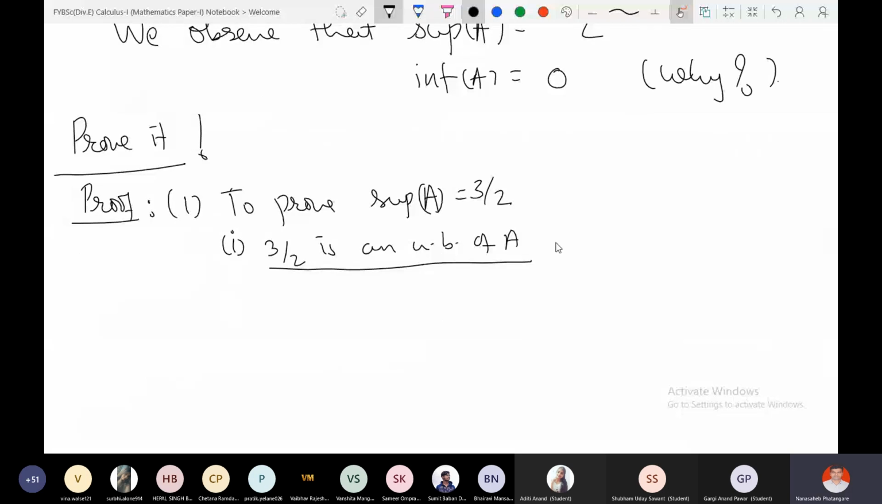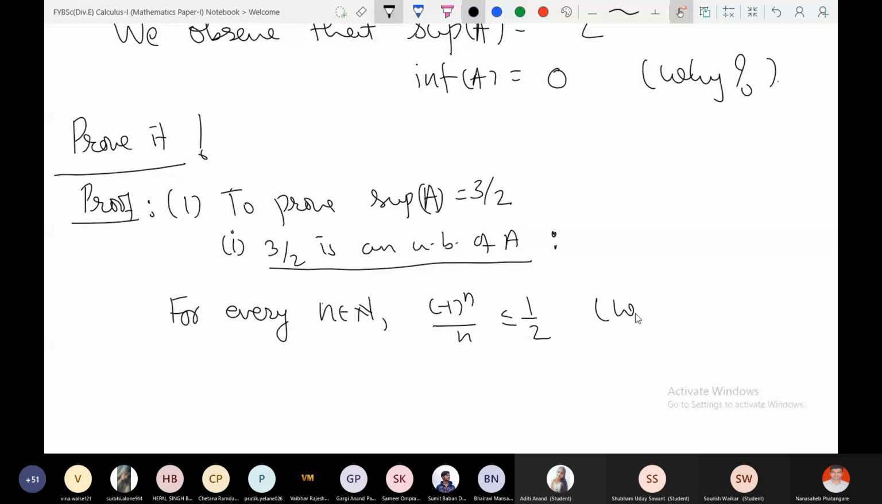We understand why this is an upper bound, because as n increases, the value of the given expression goes on decreasing, and 3 by 2 is the highest value that we obtain. For every natural number n, what is basically happening? (-1)^n/n is less than or equal to half. Is it true?